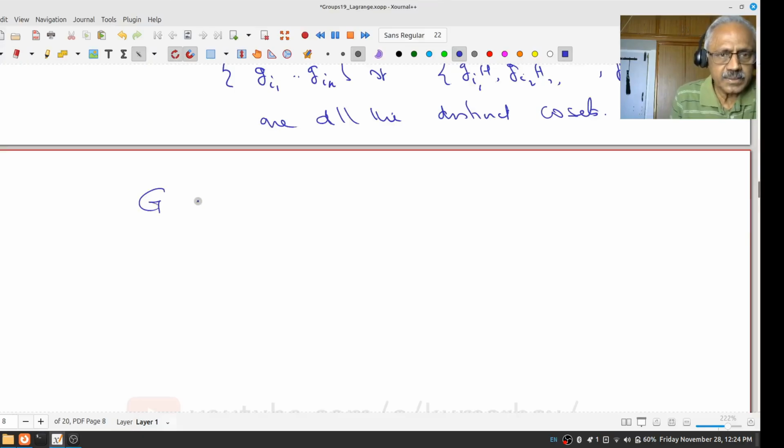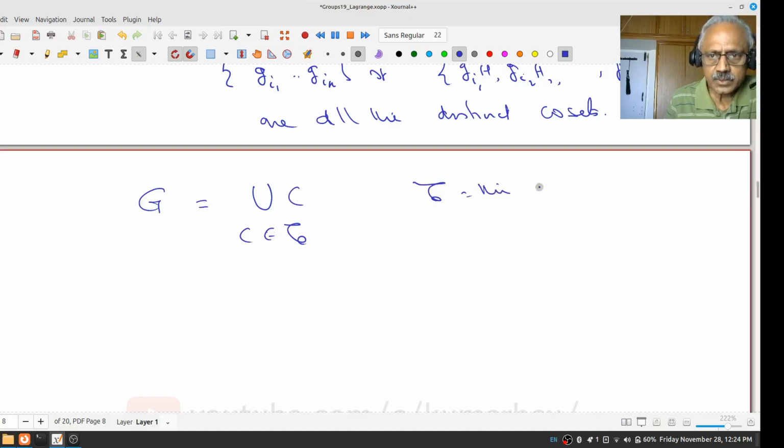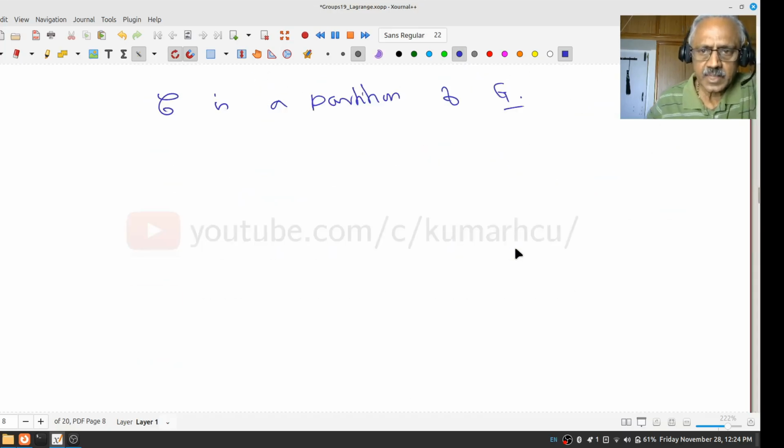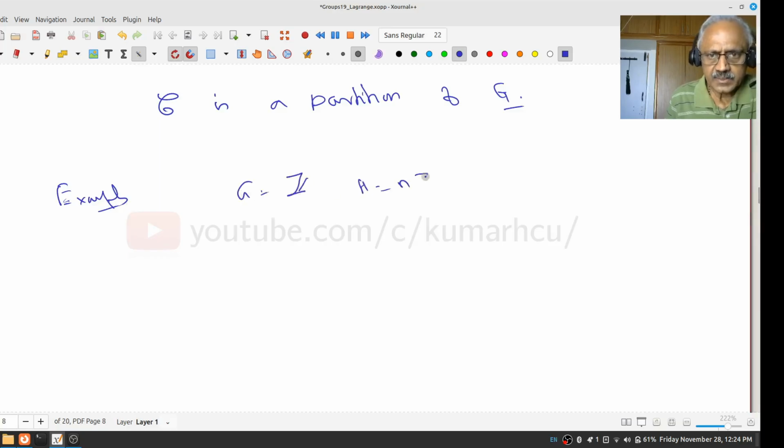Therefore, G is the union over C in script C. Script C is a set of distinct cosets, and therefore this C is a partition. Let us look at some examples. Again, let's look at G equal to Z, my H is nZ.